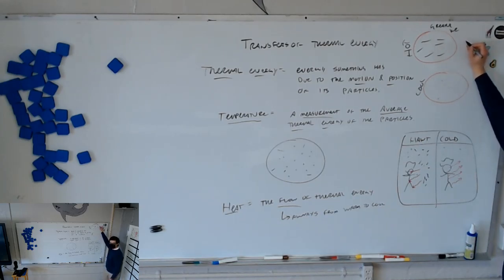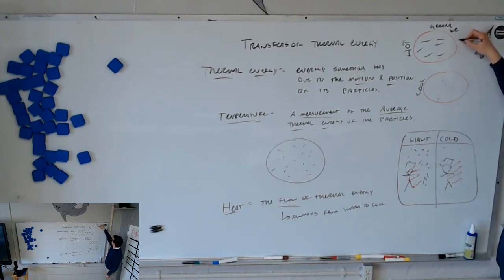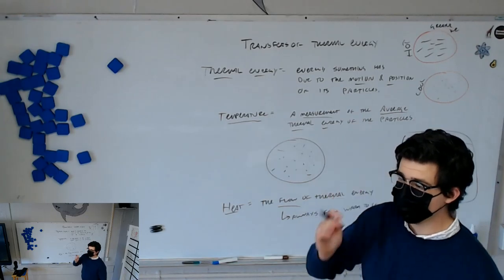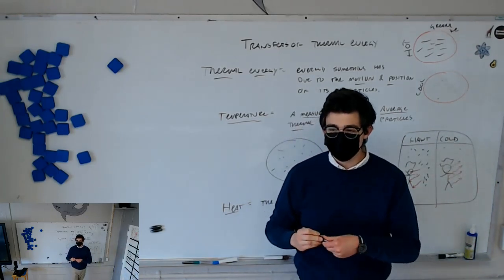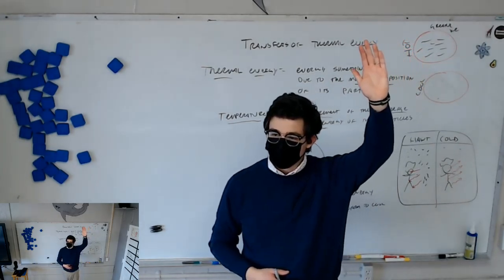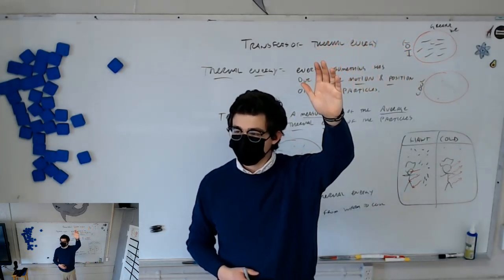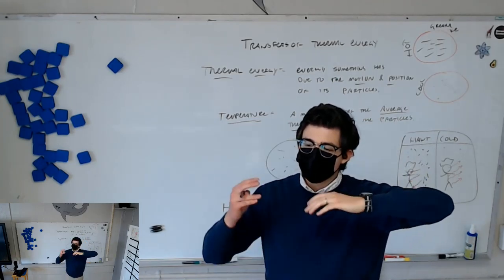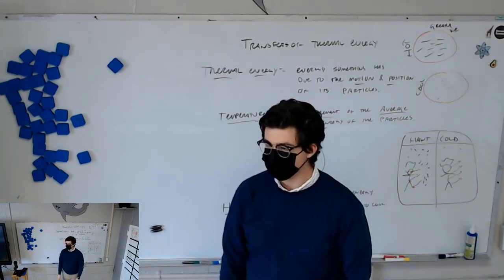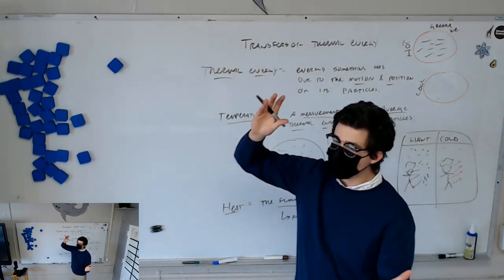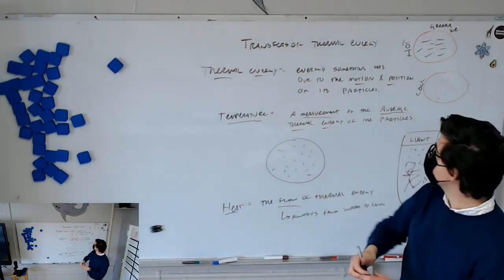Then also, how can we increase the potential energy of these particles? Thinking about gravitational potential energy, what has more gravitational potential energy? Something near Earth's surface or something far away from Earth's surface? Far. What has more potential energy? Something high up or close to the ground? High up, so further from Earth's surface, right? So the further the particles are apart, the more potential energy they have.